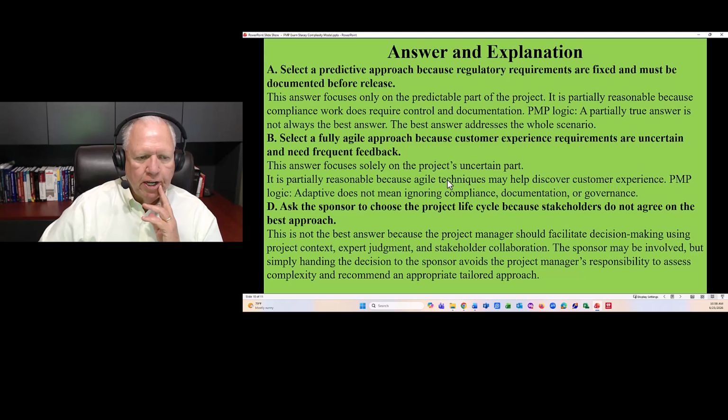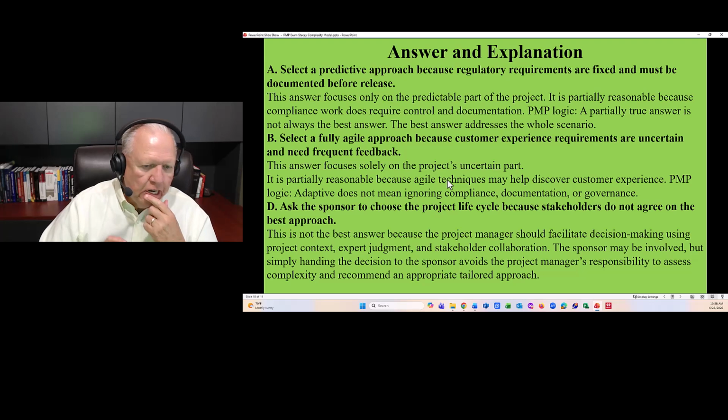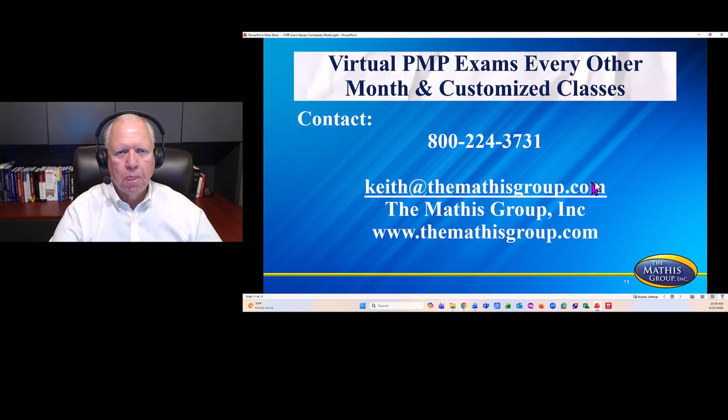And then answer D, ask the sponsor to choose the project lifecycle because stakeholders do not agree on the best approach. This is not the best answer, because the project manager should be facilitating that decision-making process, not passing it off to someone else. The sponsor may be involved, but simply handing the decision to the sponsor avoids everything about PMI and the project manager's responsibility to assess the complexity of this.